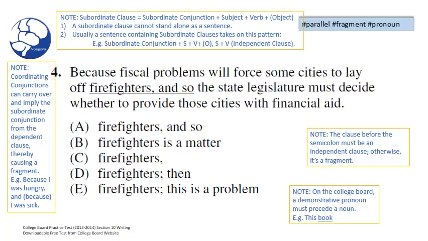Looking at A, we have an error in A. We have a parallel or fragment error here in A. We can eliminate A. We have a fragment in B. B is gone. C looks good. Let's go ahead and keep C. We have again a parallel or fragment error in D. Another parallel or fragment error and a pronoun error in E. E is out. Our answer is C.